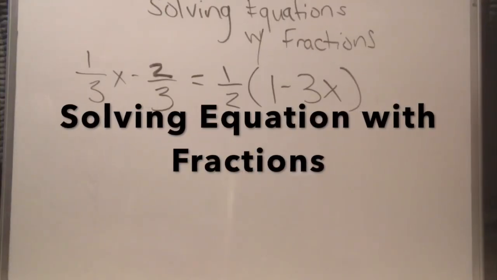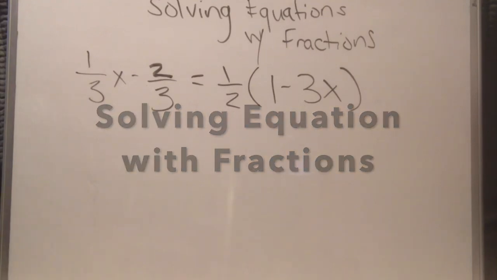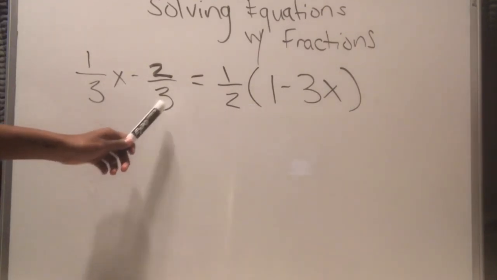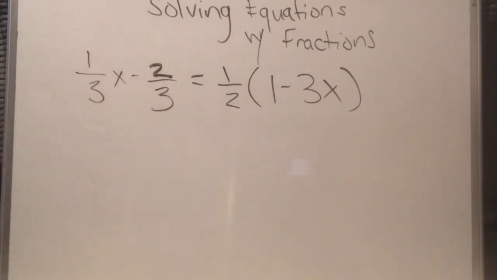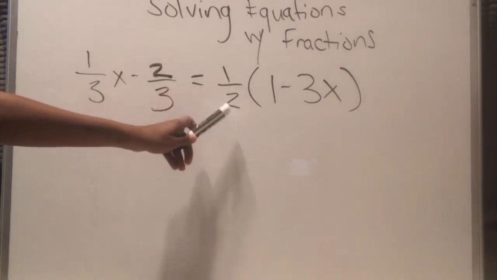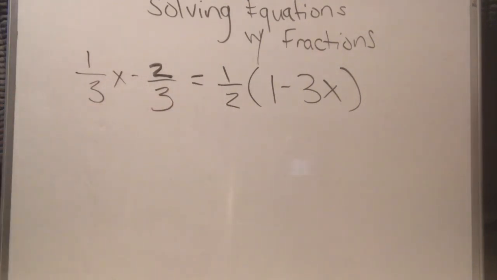Today's video is on solving equations with fractions. So we have 1/3 x minus 2/3 equals 1/2 (1 minus 3x). We know that when we have something on the outside of the parentheses, we're going to be using the distributive property, but that'll come in a second.